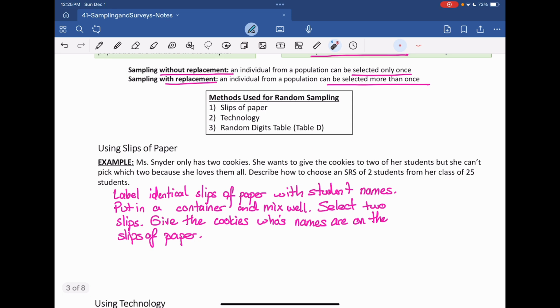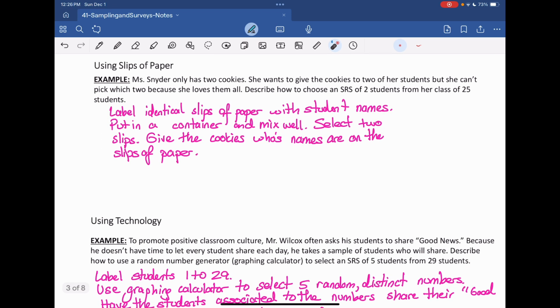And so here are some methods used for random sampling. We're going to look at how to use slips of paper, we're going to use technology, and we're going to use a random digits table. Using slips of paper is very common. In the AP exam, it's well respected and accepted, even though in the real world you might not use this method per se, but it is accepted to explain a chance process on the AP exam.